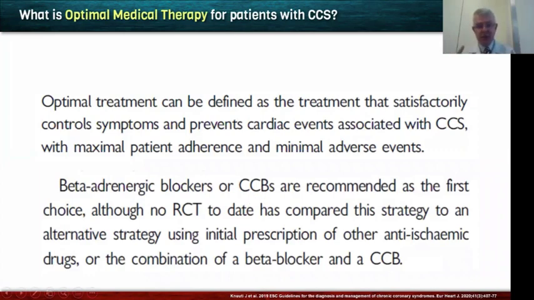And this has been a recommendation for decades. But they, again, acknowledge, and this is very important, that there is no randomized controlled trial that has compared this strategy, a beta blocker or calcium channel blocker, to any other anti-ischemic drugs, or even a combination of beta blocker and a calcium channel blocker. So they say, you know what? We still recommend as a first choice beta blocker or calcium channel blocker, but we don't have any data suggesting that this is the best strategy for symptom control or even tolerability.